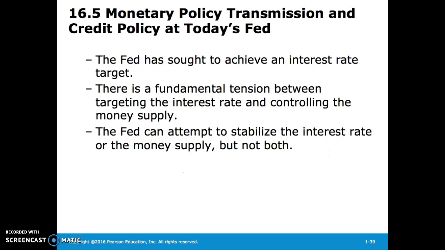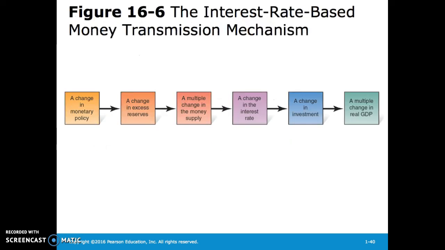The Fed has sought to achieve an interest rate target. There is a fundamental tension between targeting the interest rate and controlling the money supply. The Fed can attempt to stabilize the interest rate or the money supply, but not both. This figure lays out the change we expect based off of interest rate money transmission mechanisms.